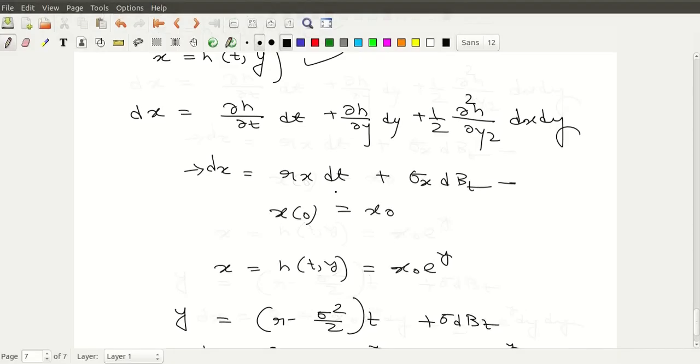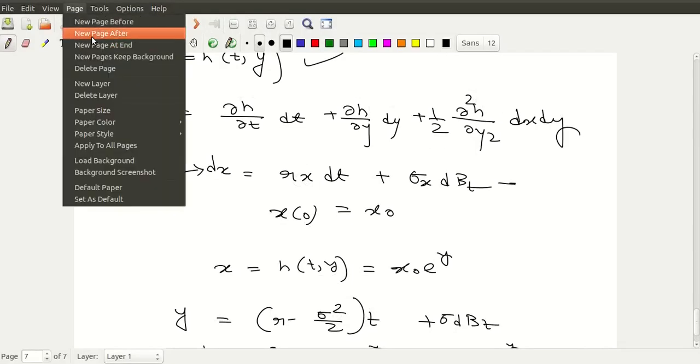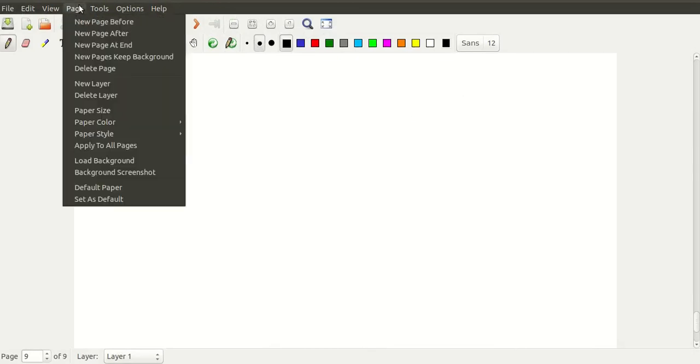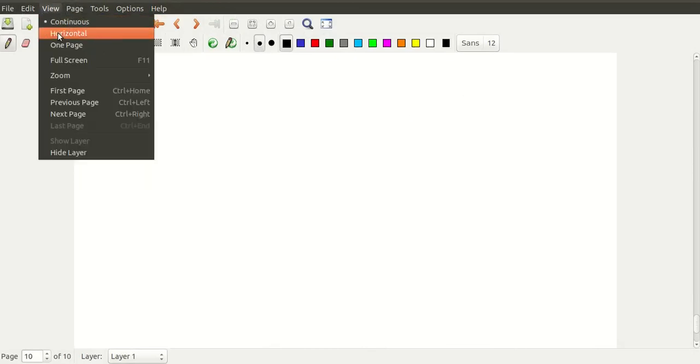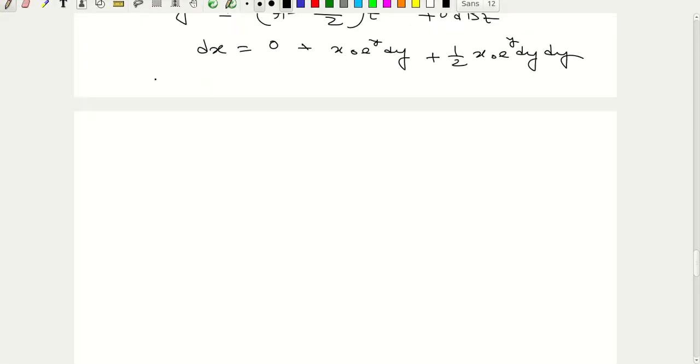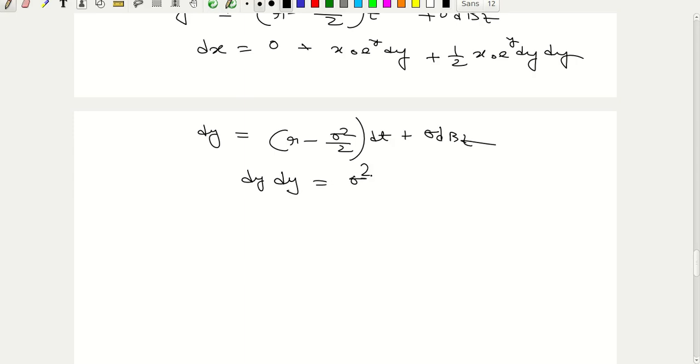So let me introduce a page here. So this is what you will get, and then if you write dy, you will get r minus sigma squared by 2 into dt plus sigma into dBt, and your dy into dy will be equal to sigma square into dt, because there is a rule, or the identity you can say.